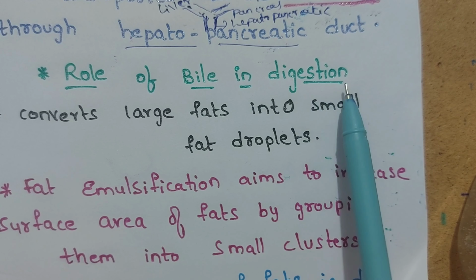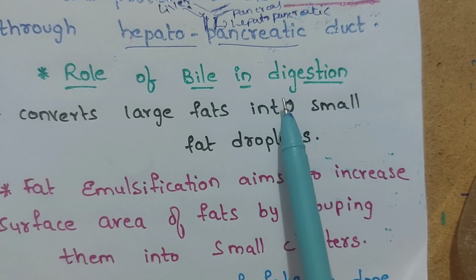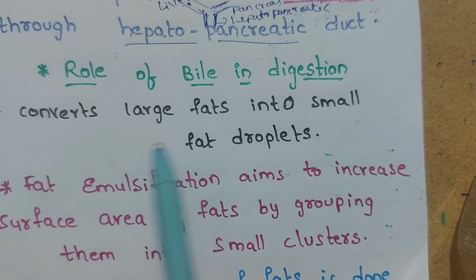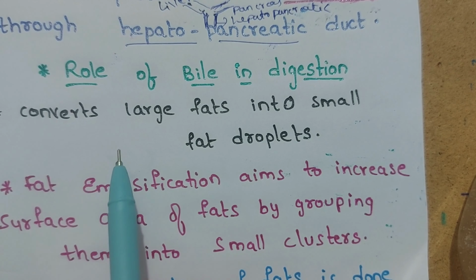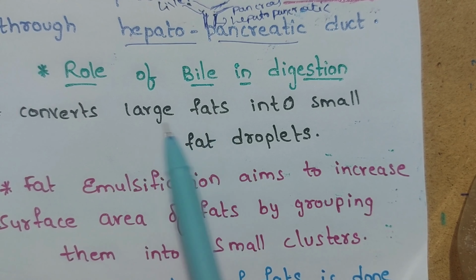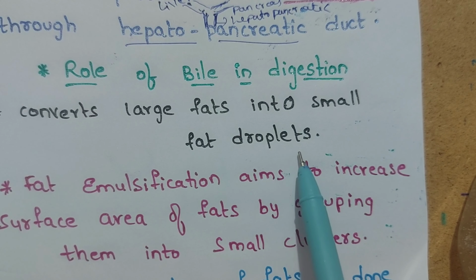Next, the role of bile in digestion. What is the role of bile in digestion? What is the function of this bile in digestion? The main role is emulsification of the fats. What is emulsification? Converting large fats into small fat droplets.